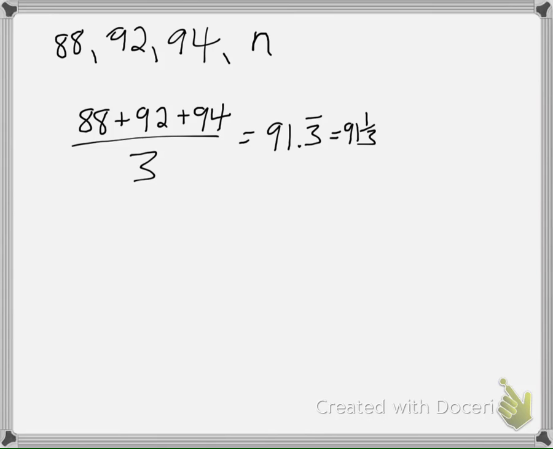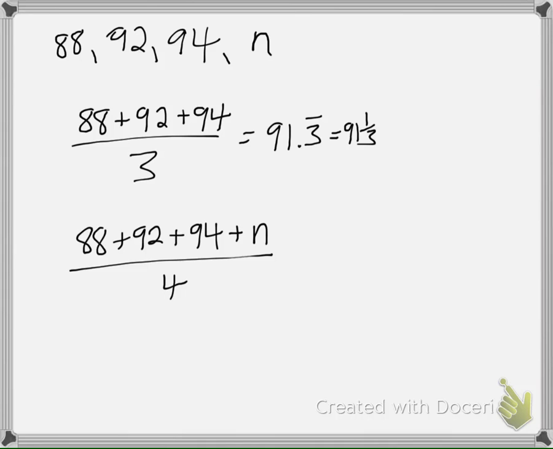So algebraically, the way we can do this is we can put in the fourth value. So we have 88 plus 92 plus 94 plus some unknown value divided by 4. Now obviously I can't do that because I don't know what n is, but there's one more bit of information that we know here.